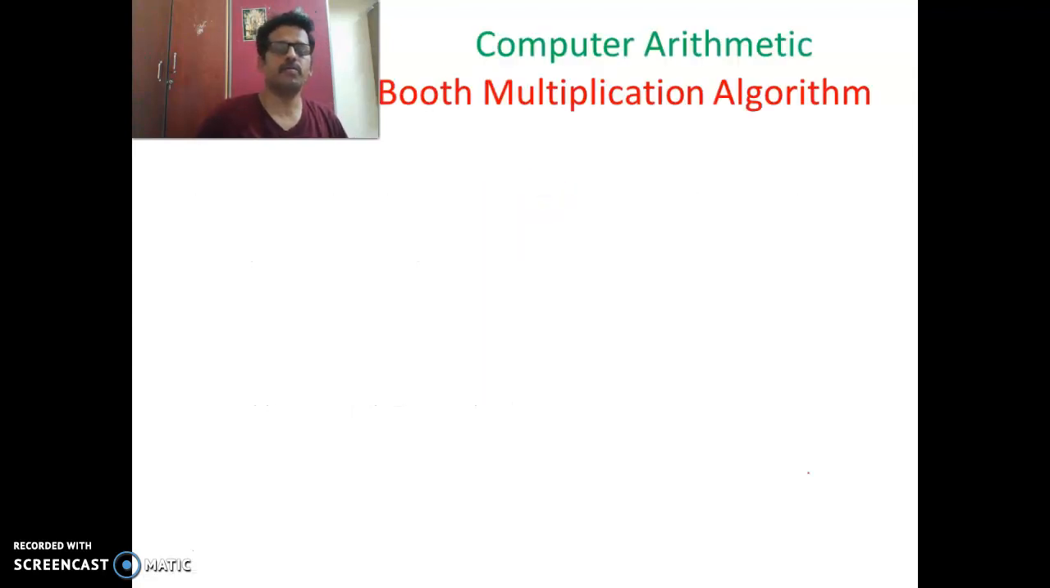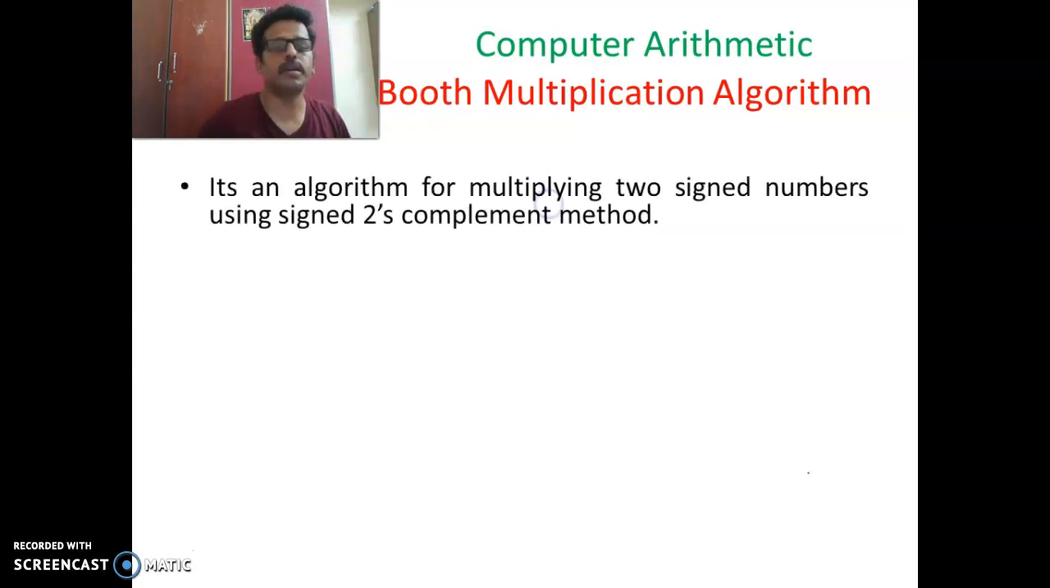Now we should know what we mean by Booth multiplication algorithm. Why do we need to know this concept? Booth multiplication algorithm is an algorithm for multiplying two signed numbers using the 2's complement method. And moreover, this course, Computer Organization and Architecture, focuses on how the operations are being performed internally by the computer. This algorithm can be taken as one example of how two signed numbers are being multiplied internally by computers.